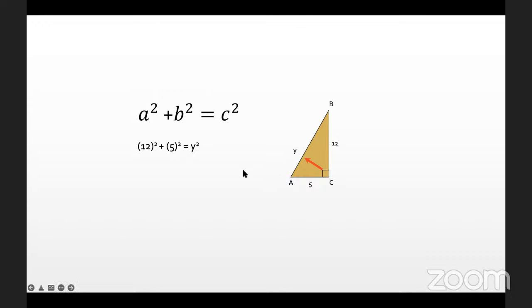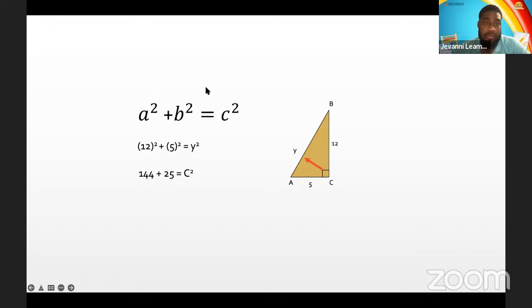So 12 squared, the times table, which is 144, and 5 squared, which is 5 times 5, which is 25, is equal to y squared. That should be y squared, not c squared, because we already substituted the value of the hypotenuse to be y, which you want to find, or the length of AB. And as Tashel had indicated, 144 added to 25 is 169. And then we can find our y value, not c value. Again, apologies for that one.